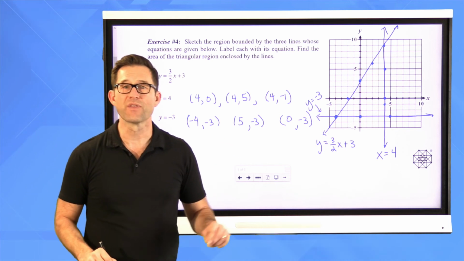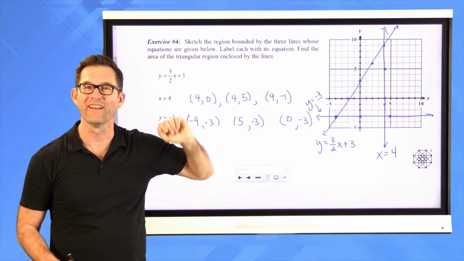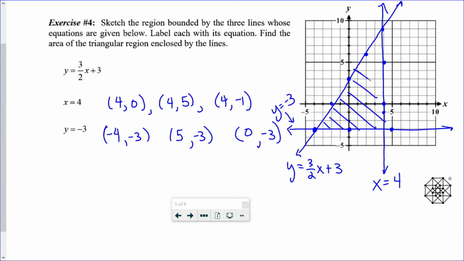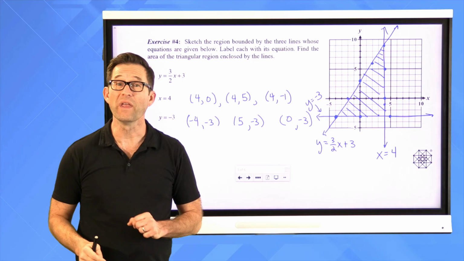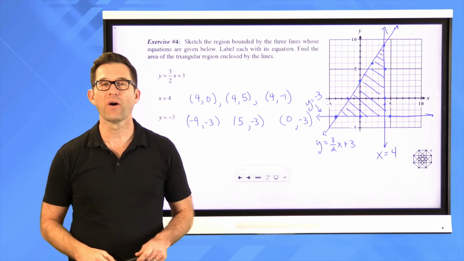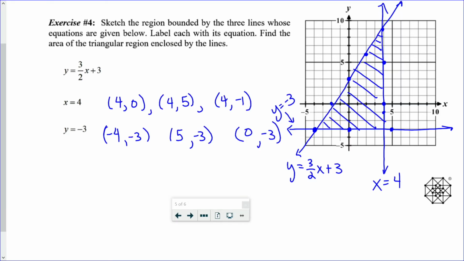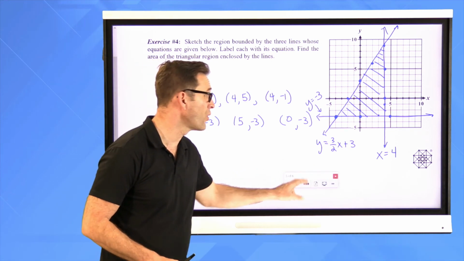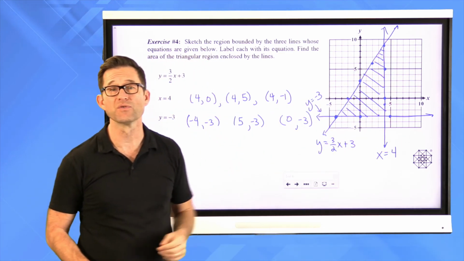Now the last part of this thing said, label each with its equation and find the area of the triangular region enclosed by the lines. So what's cool is that this actually encloses a triangle. And because it encloses a two-dimensional space, we can figure out what the area is. See if you can pause the video right now and come up with the area of this triangle. All right, well, since it's a right triangle, it shouldn't be too difficult. We just need to know what the base is and what the height is, and then we'll just do area equals 1/2 base times height.